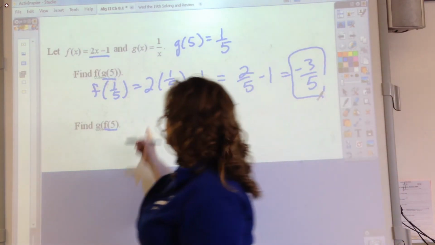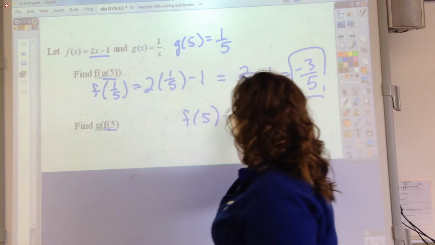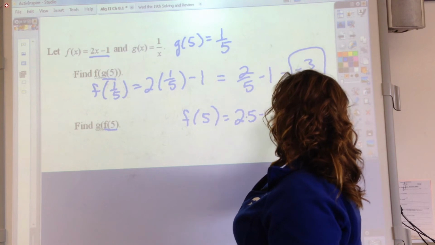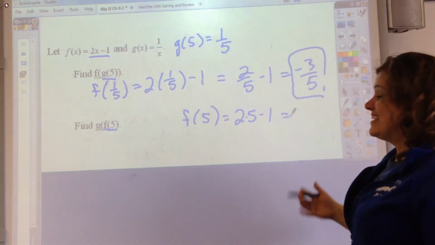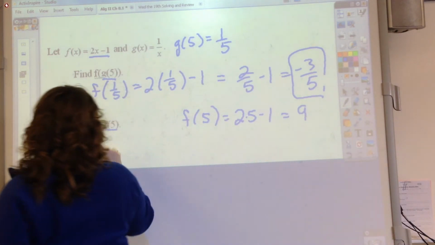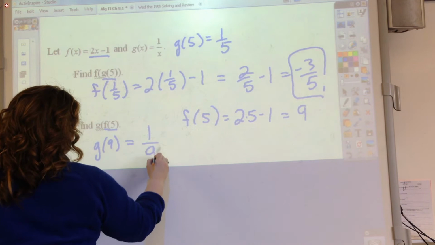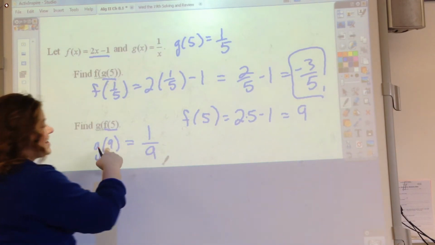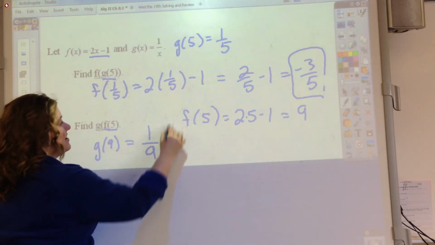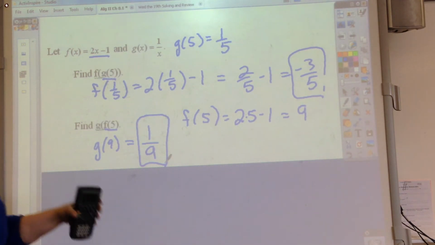Now let's go in the opposite direction. First of all, we'll find f of 5, which is 2 times 5 minus 1, which is 10 minus 1, which is 9. And now I'll find g of 9, and everywhere I have x, I simply substitute 9. And notice my answers for f of g and g of f are very different.